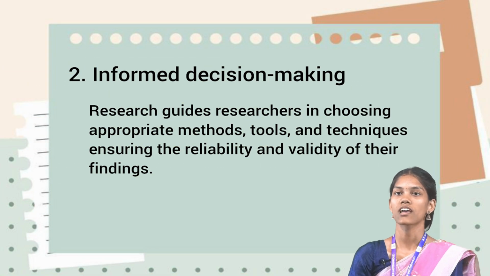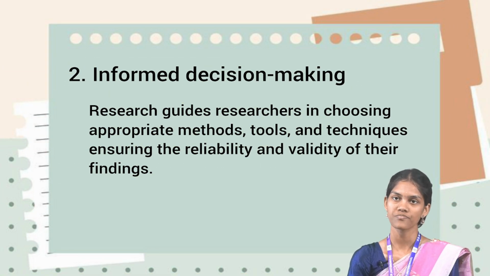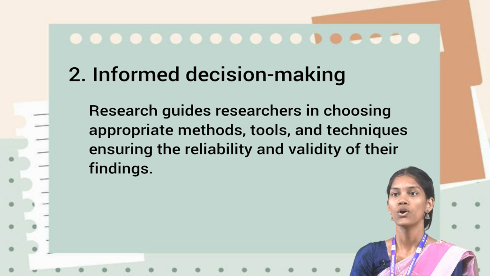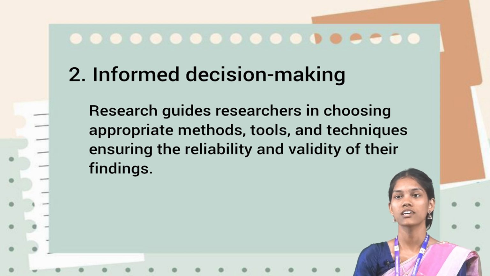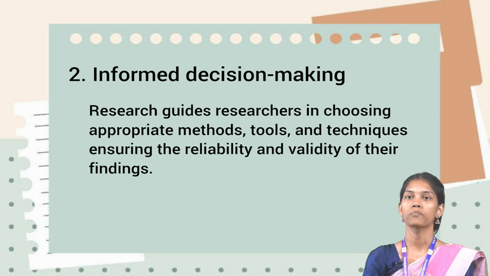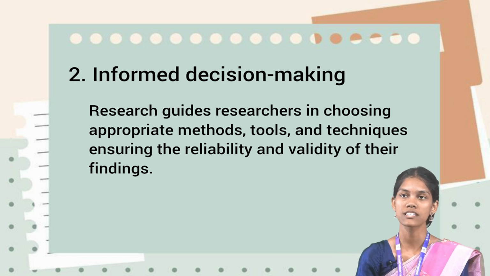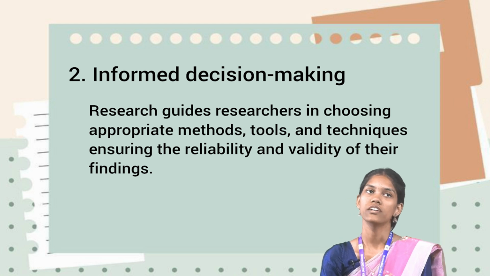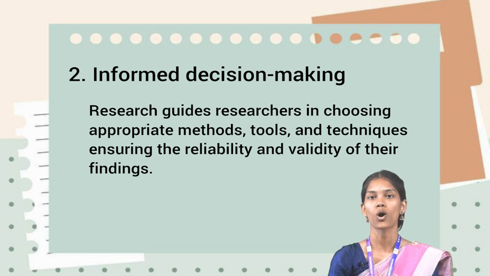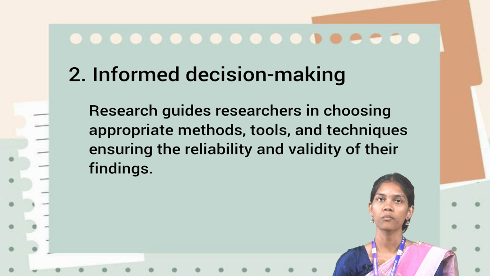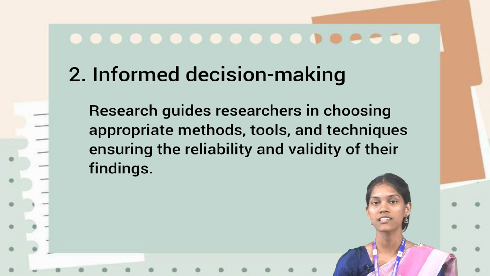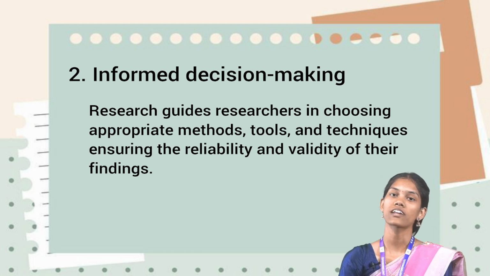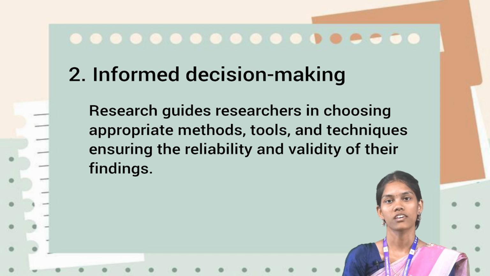So next one is informed decision making. Research guides researchers in choosing appropriate methods, tools and techniques, ensuring the reliability and validity of their product. It gives informed decision making. When a researcher does a research, it will help to decide something in their research problem. The researcher can access data from audience or participants. They can give relevant data for their decision making.